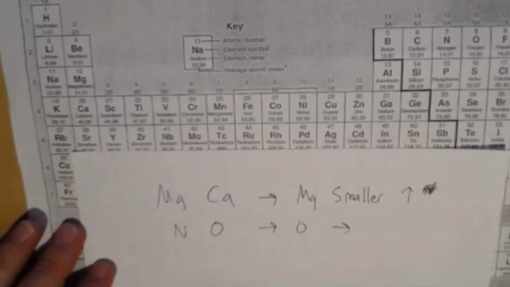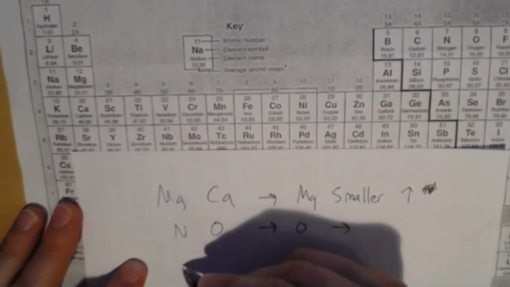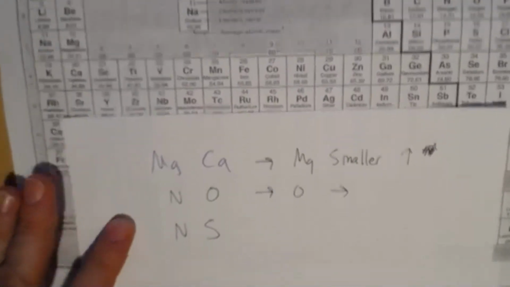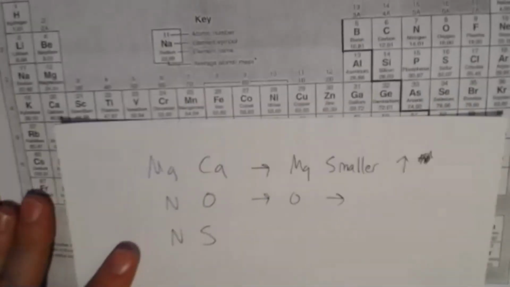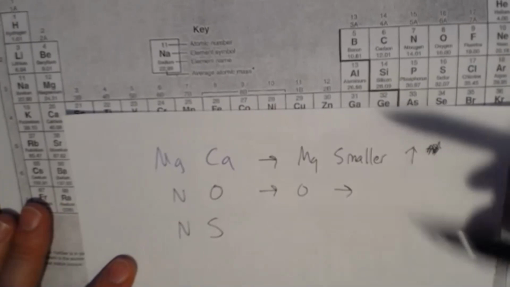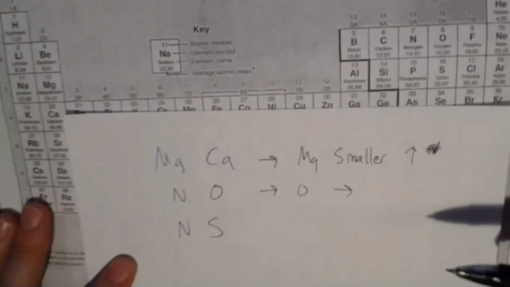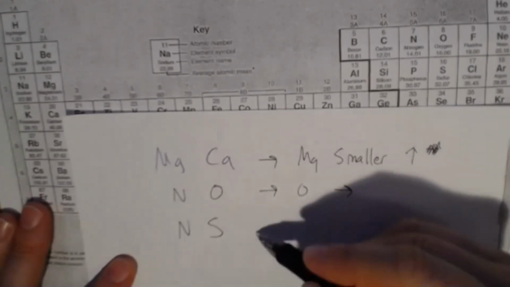Here's an interesting one. What if you have an opposing trend? What about nitrogen, sulfur? Aha. So you guys see the periodic table over there? Which one's going to be smaller? Nitrogen. I'm going to predict nitrogen.